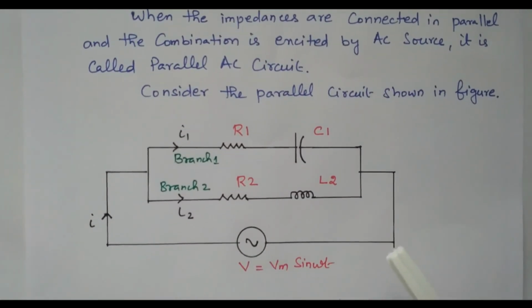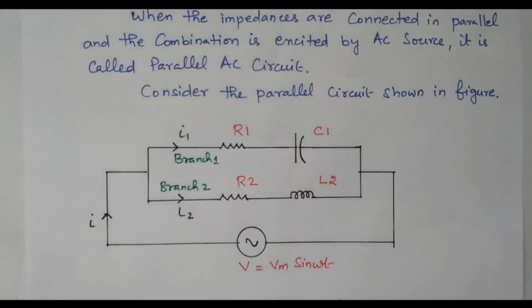You can see that. So in this parallel circuit, we have two branches available. In branch 1, resistance and capacitor are connected in series. In branch 2, resistor and inductor are connected in series. These two branches are connected in parallel. It is excited by the voltage V equal to Vm sin omega t. This is the current I, the total current. Due to the parallel connection, it is split into I1 and I2.